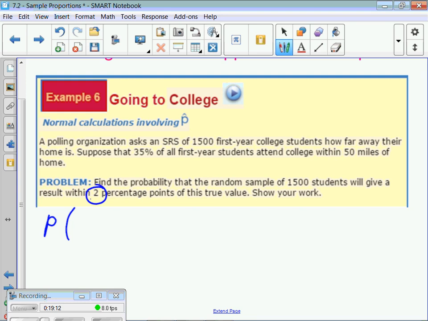I'm within 2 percentage points of the truth, right? How many college students are in between there? So 33 would be 2 below. I want my p hat to be in between. And then if I go above 35, that's 0.37. I would write this down, those of you that are taking a little breather here.